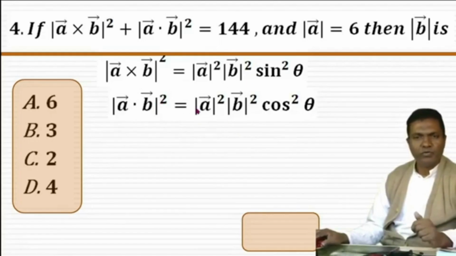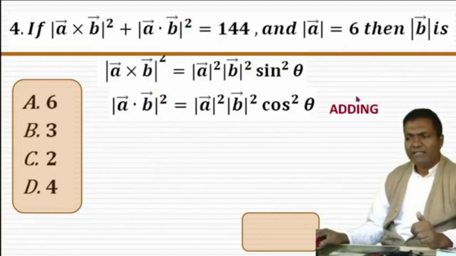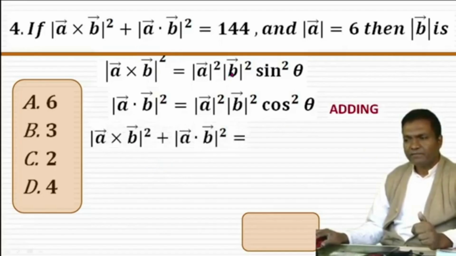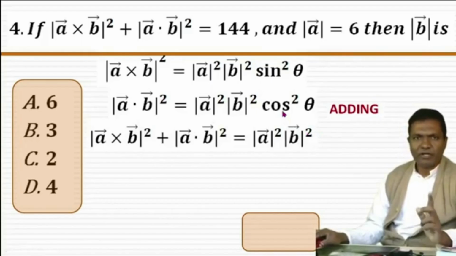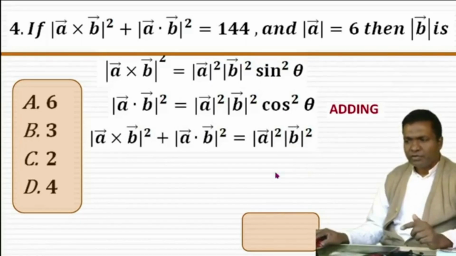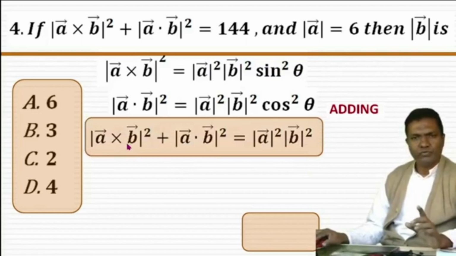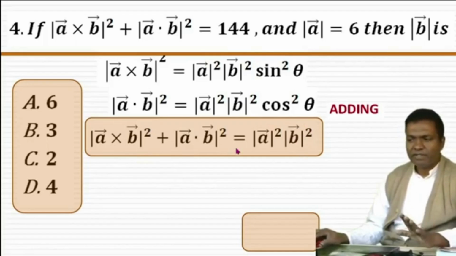This must be known to you. Now on adding these you will get this, because this will be common and sine square plus cos square is 1. So this relation must be known to you: magnitude of A cross B square plus magnitude of A dot B square is always equal to magnitude of A square into magnitude of B square. This derivation is not necessary; only you have to remember this relation.